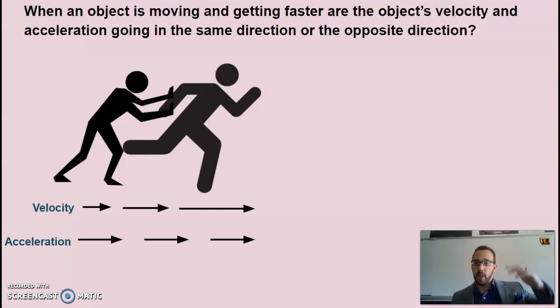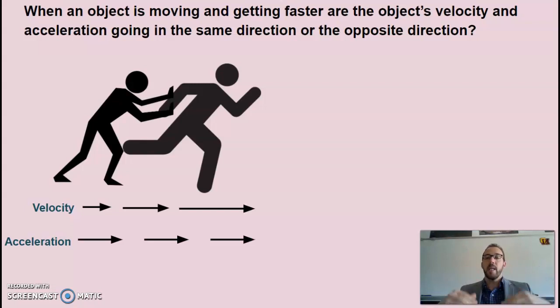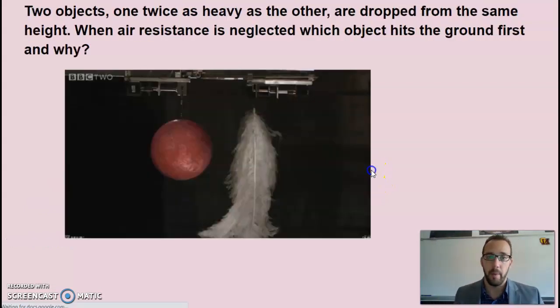That again holds true if we were thinking about throwing something up in the air. If I throw it up, it's slower, slower, slower on the way up, but on the way back down, the velocity is down and gravity is down, which is accelerating it down. So when the velocity and acceleration are in the same direction, that's when things are getting faster and faster and faster all the way down.